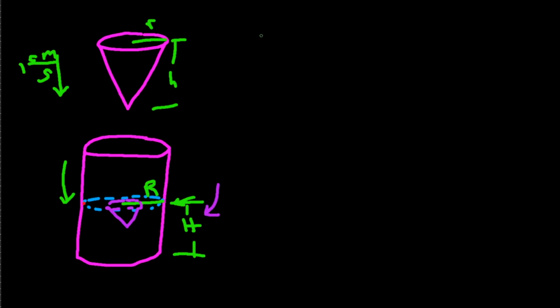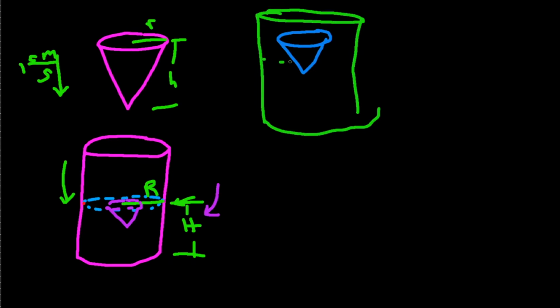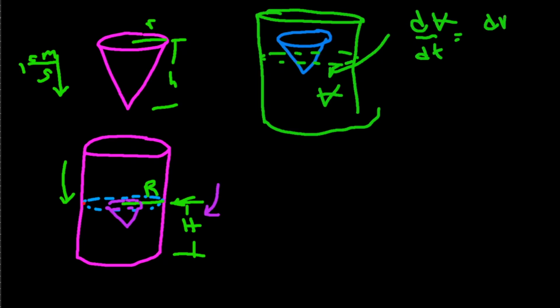I think a good way to start this problem is to imagine the cone partially submerged in the cylinder. My drawing's a little bit off scale, but let's imagine that we have this sort of scenario here. We know that the rate of change at any given time of the volume of the fluid in the cylinder, which I'm going to call big V with this line across it, must equal the rate of change of the submerged volume of the cone, which I'm going to write as little v. So little v is the submerged cone volume.